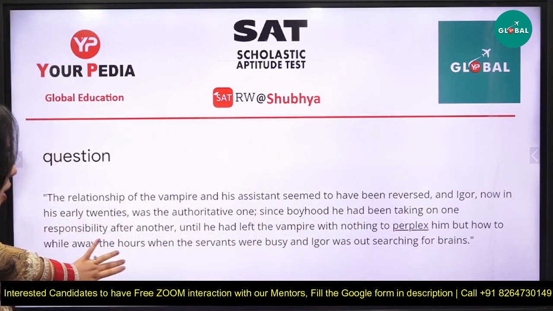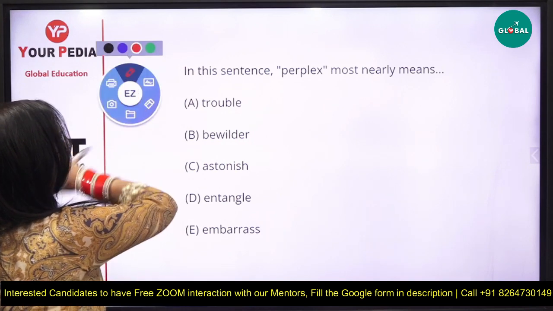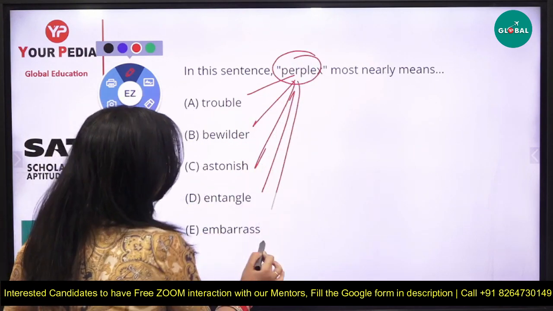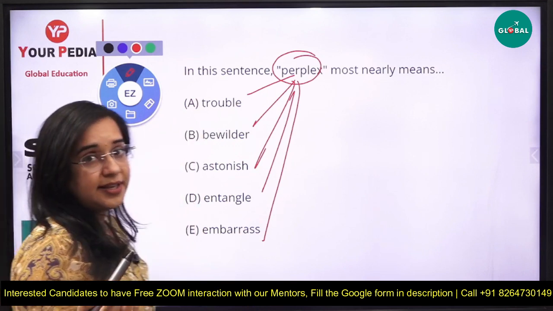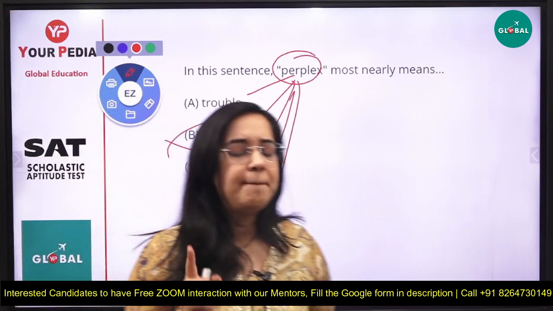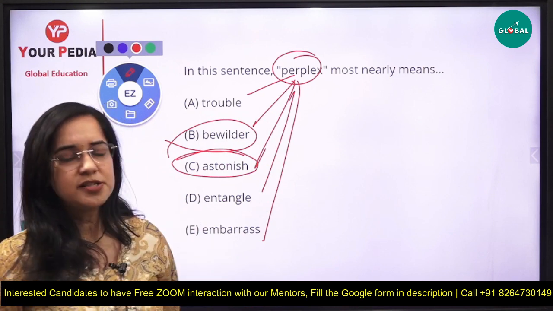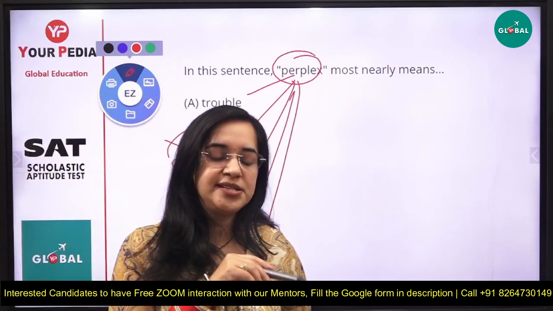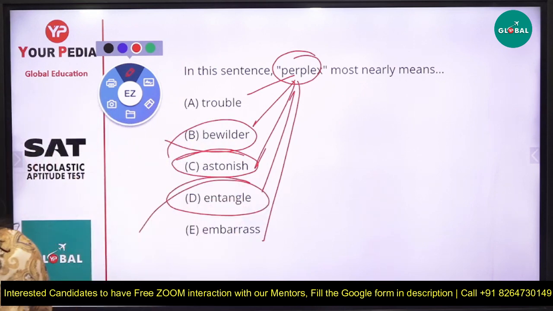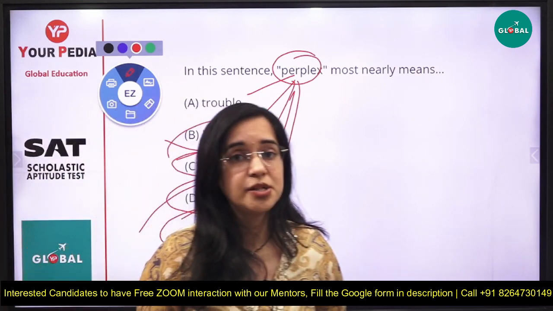Now let's see what options we have. Perplex most nearly means what? You are given 5 options. Is it trouble? Oh yes, it can be. Bewilder, to get confused. But the vampire was not getting confused with anything. Then astonish, to get surprised. Was it surprise while he was enjoying the hours? Not relevant. Entangle, again a kind of puzzled one only. Embarrass, when you are feeling humiliated or disappointed.